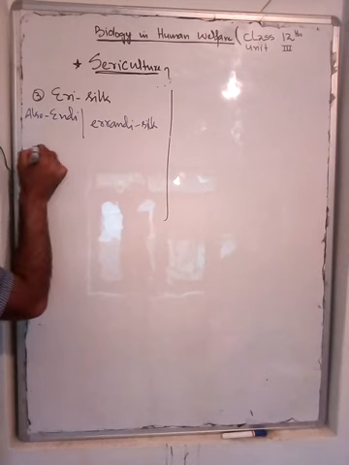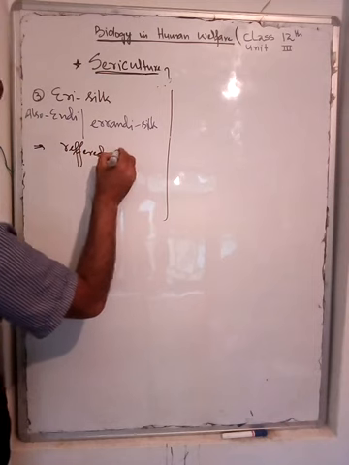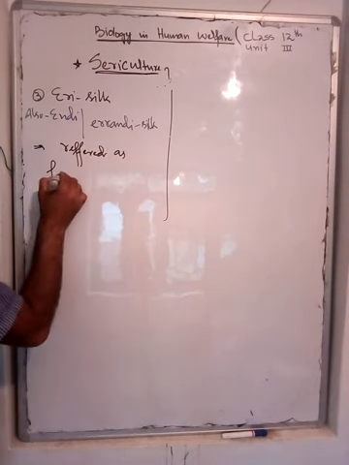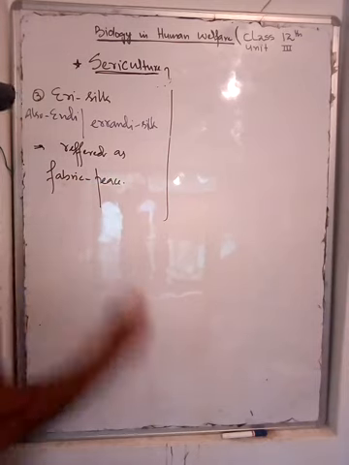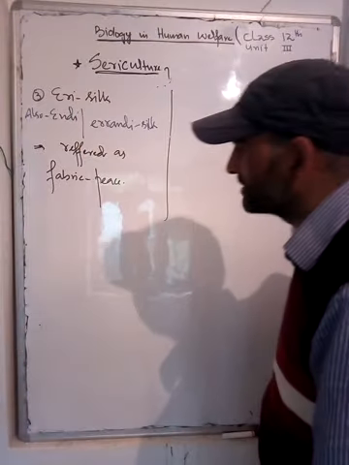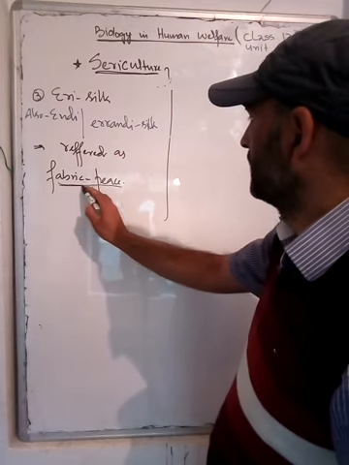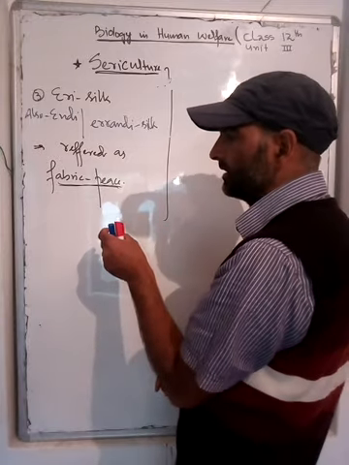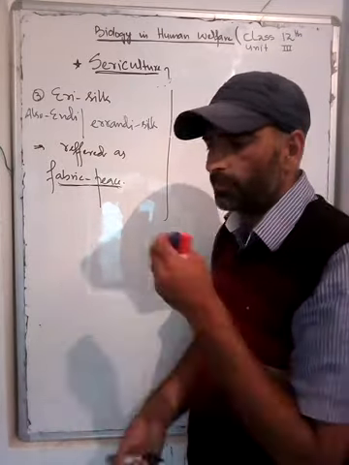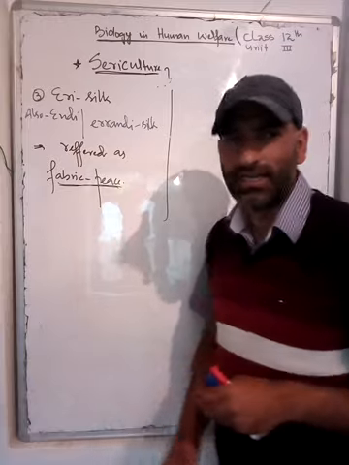Eri silk is sometimes referred to as the fabric of peace. Why is it known as the fabric of peace, or fabric of ahimsa? Because in this procedure, while we are obtaining the threads from the cocoons, the pupa and the larva are not killed in this type of silk.